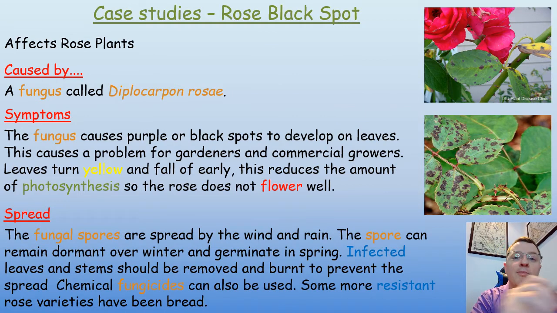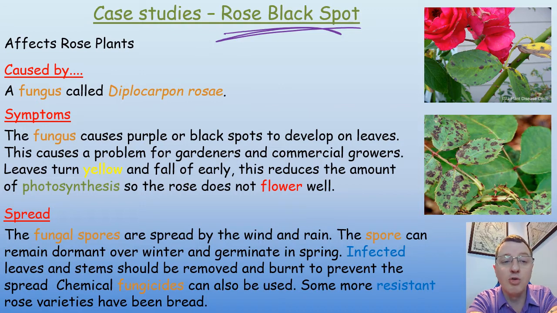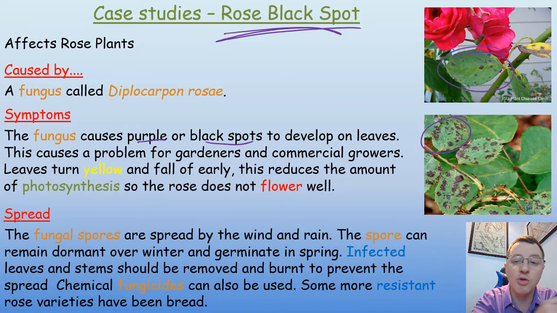For example, rose blackspot, which affects rose plants and is caused by a fungus called Diplocarpon rosei. The symptoms include purple or black spots developing on the leaves, and you can see them here on these rose plants. And this causes a problem for gardeners and commercial growers.